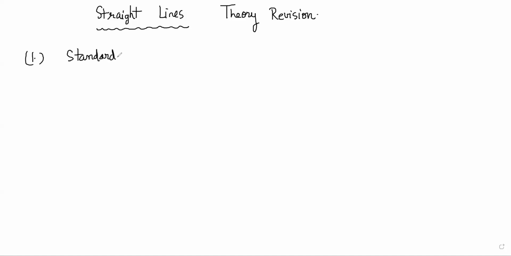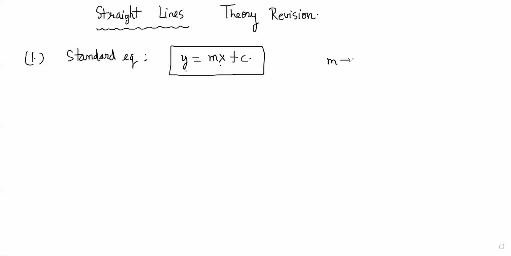And the standard equation that we look at is y is equal to mx plus c. Here, x and y represents the coordinates of a point on the line. M is the slope of the line, and C becomes your y-intercept. And by y-intercept, I mean the point where the line intersects the y-axis. So obviously you can see that if you put x is equal to 0, you get y is equal to C. So 0 comma C is a point on this line.